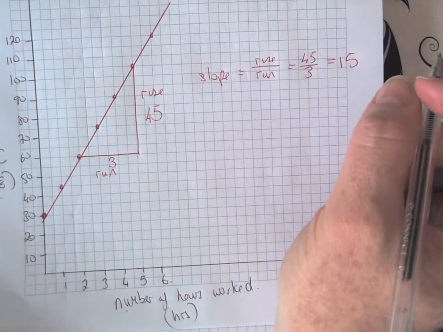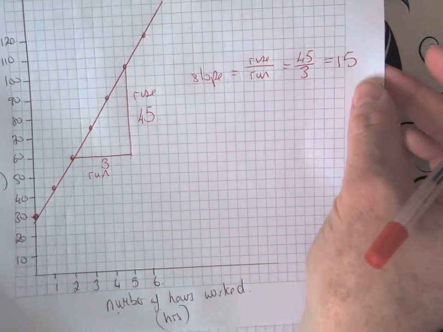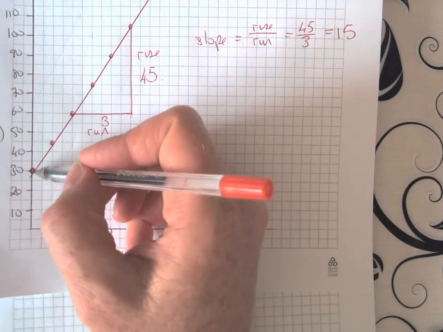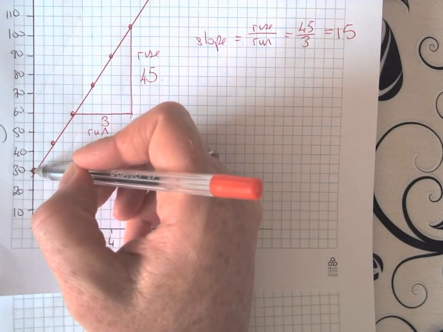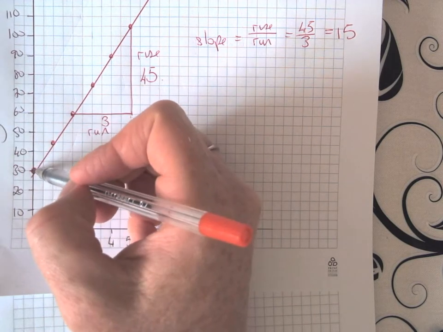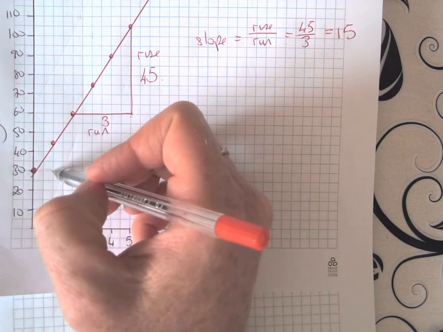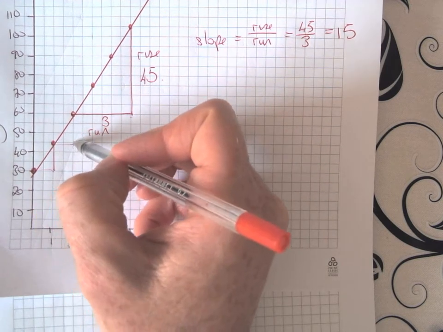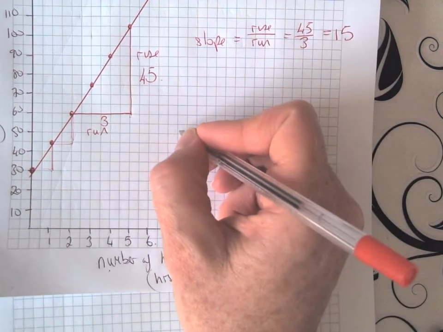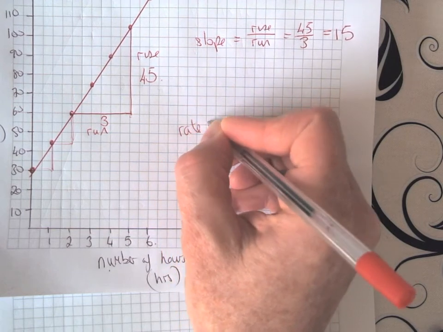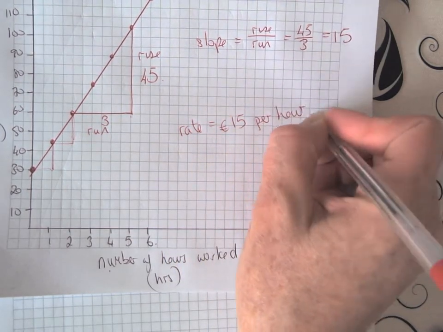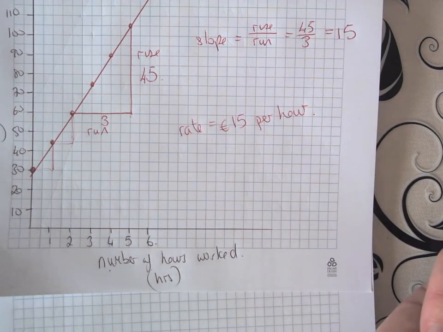Okay, and then find the rate he charges per hour. So slope is what he's charging per hour. So he starts and charges 30 euros for no hours worked, and then when he works 1 more hour it goes up 15, and then when he goes 1 more hour it goes up 15. So his rate is 15 euro per hour. So that's what slope is. Okay.